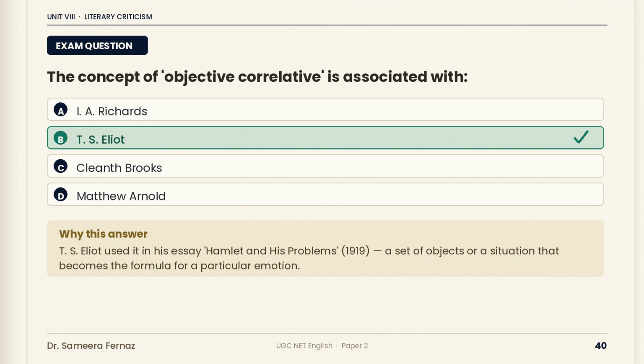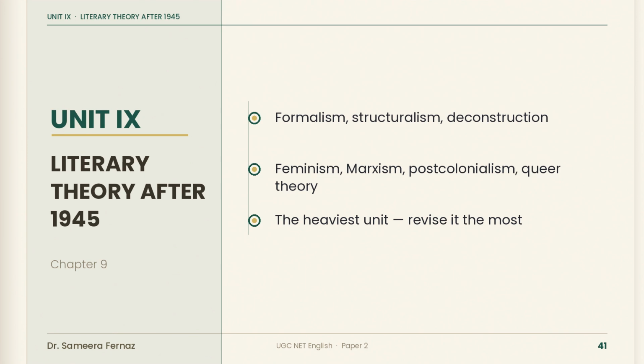Chapter 9, Literary Theory after 1945. This chapter covers formalism, structuralism, and deconstruction, along with feminism, Marxism, post-colonialism, and queer theory. This is the heaviest unit in the paper, so revise it the most. Let us take the schools one by one.